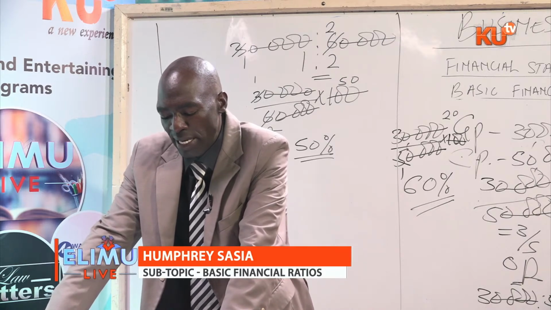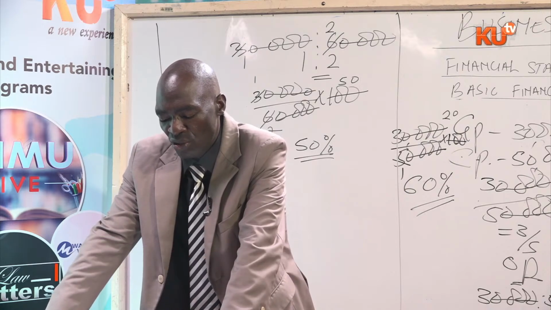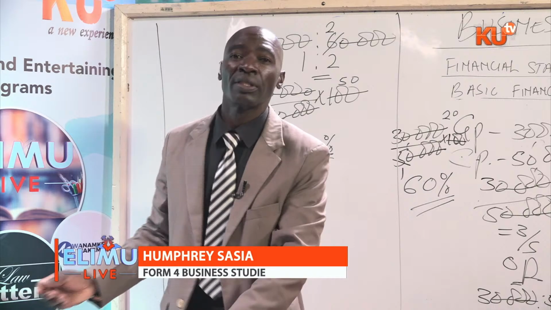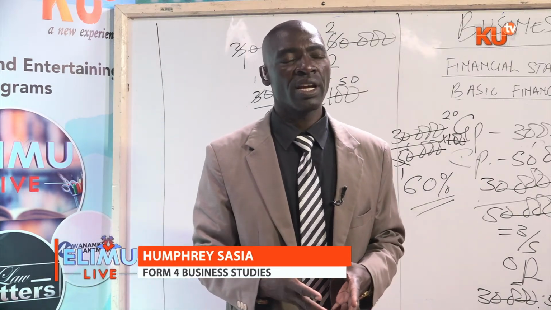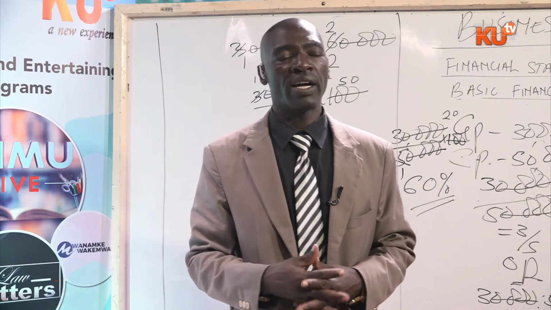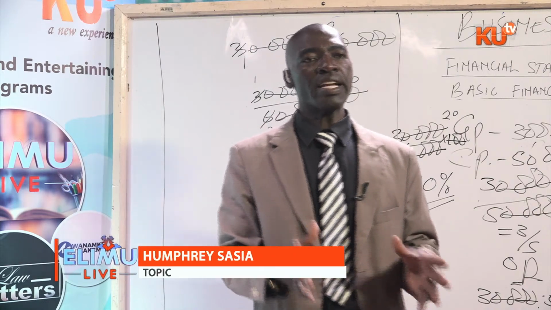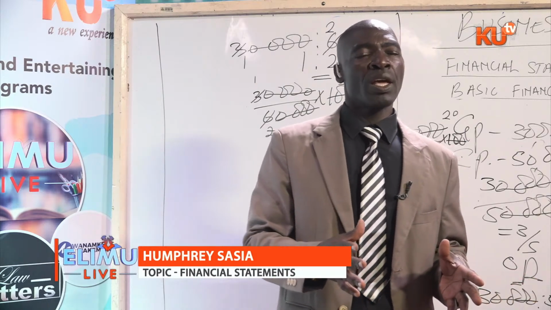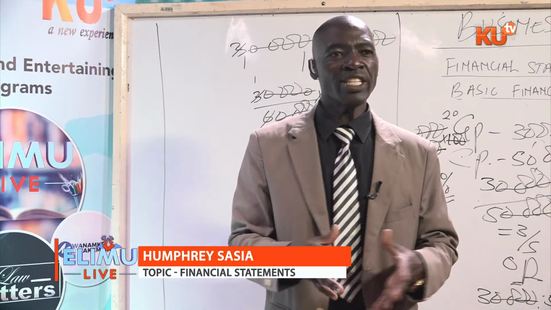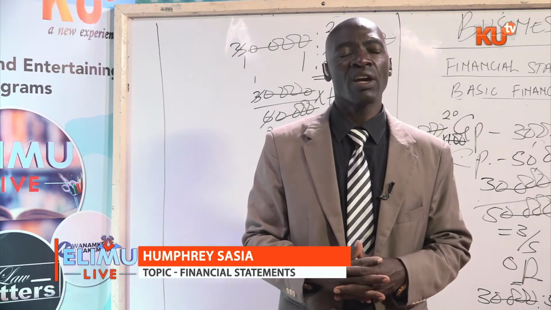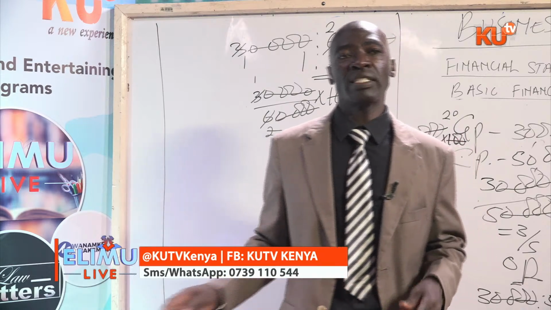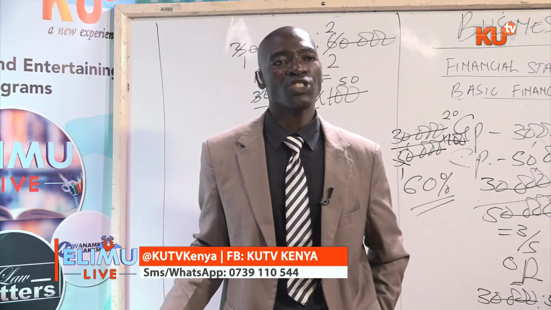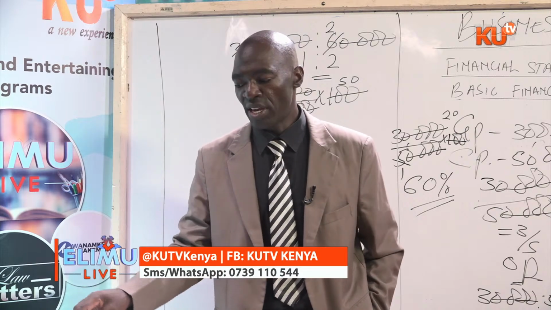Then we come to current ratio, or working capital. Current ratio stroke working capital is the assets, current assets expressed over current liabilities. So this is current assets expressed as a fraction, a ratio, or a percentage of the current liabilities.